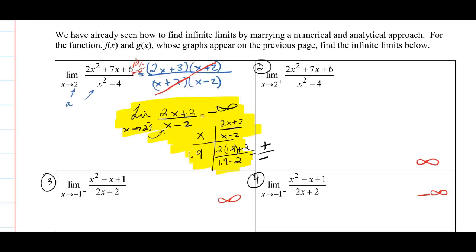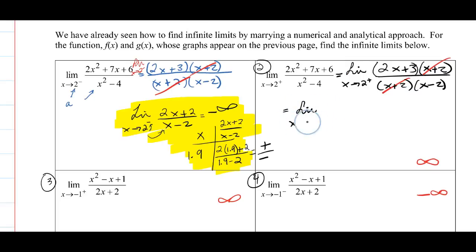Let's look at working each of these problems. Number 2, this is the same factorization. So this is equal to the limit as x approaches 2 from the right of 2x plus 3 times x plus 2 over x plus 2 over x minus 2. And same thing, our x plus 2's cancel, leaving us the limit.